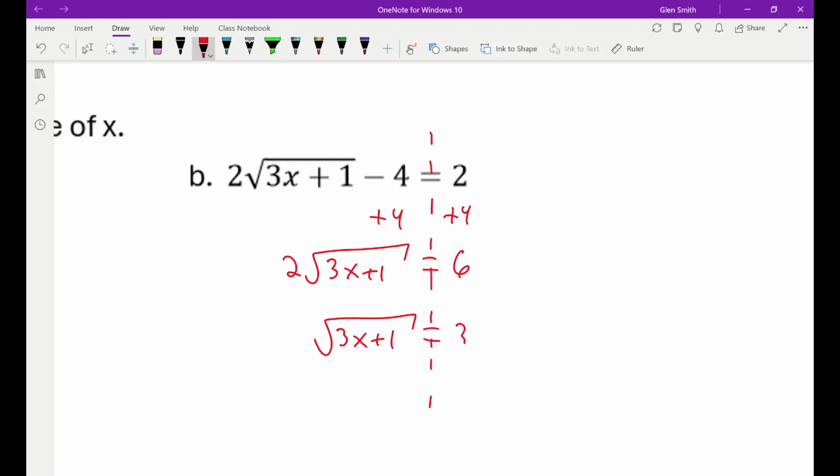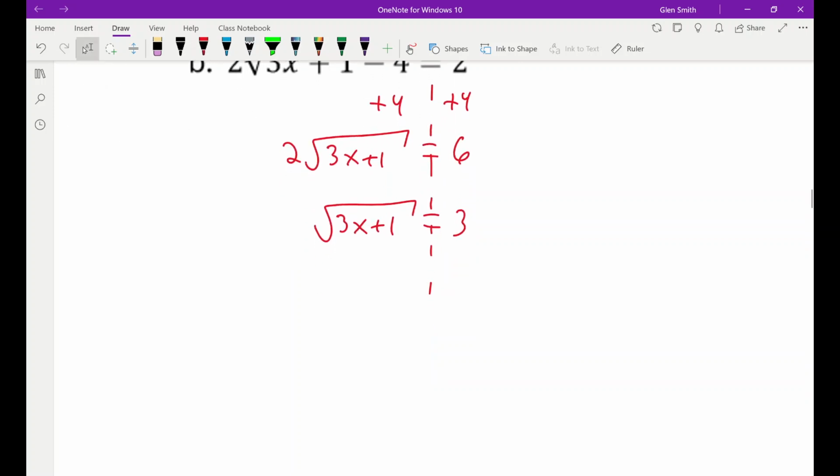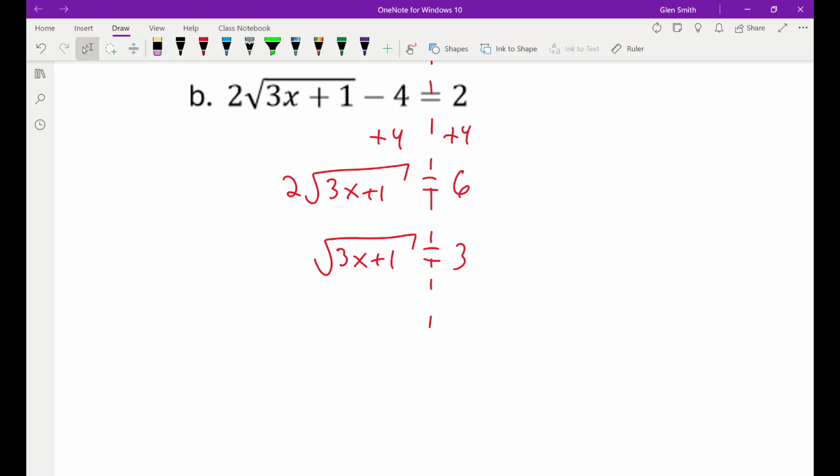So that is going to be 3. And now we have a root. And just like we did on part A, when you have a power, you get rid of that with a root. So when you have a root, you get rid of that with a power. Now this is a square root, so we get rid of it by squaring both sides.